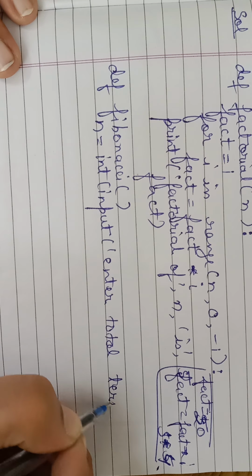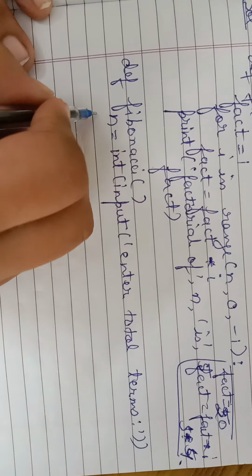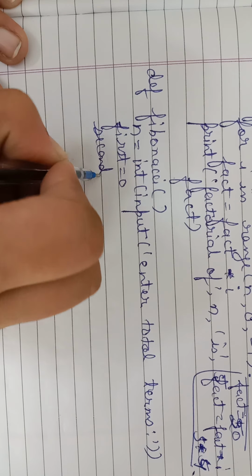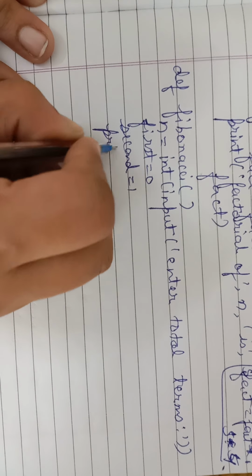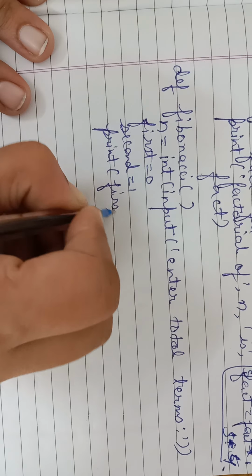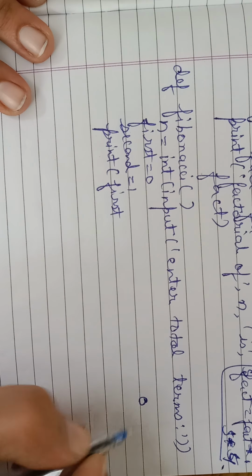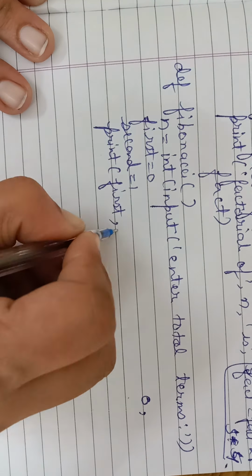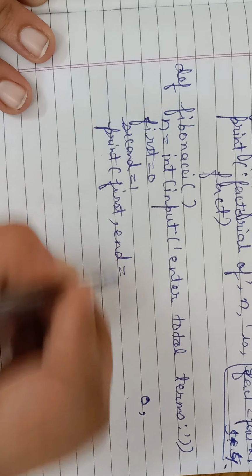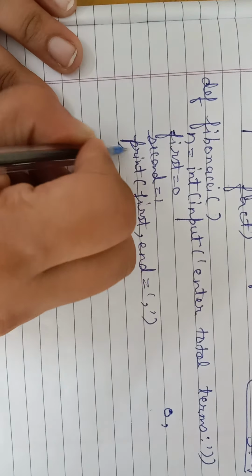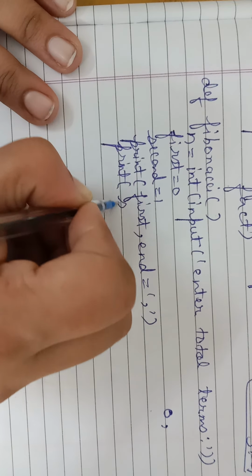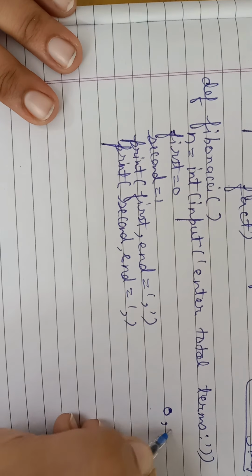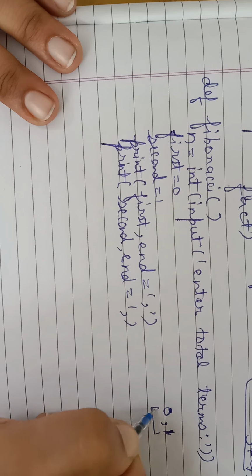Enter total terms. After that, take two variables, that is first variable as 0 and second variable as 1. Now we are going to print the value of first and second. Print first. Suppose first is printed as 0, after that we want a comma here, not a new line. So we have to write the end argument here as comma. After that, print second, and end is equal to comma. That means two terms of the Fibonacci series are printed here.